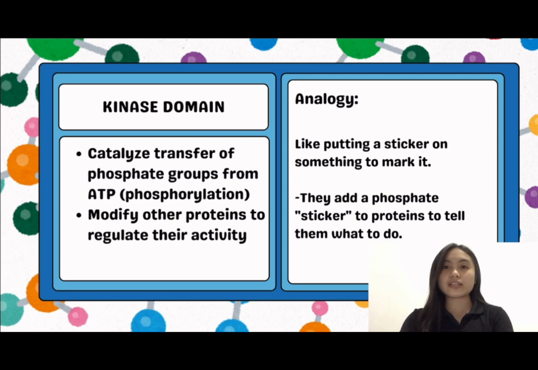Next, we have the kinase domains. These are protein domains that act as enzymes. They catalyze the transfer of a phosphate group from ATP to other molecules, which is a process called phosphorylation. So they're like putting a sticker on something to mark it. They add a phosphate sticker to tell them what to do.